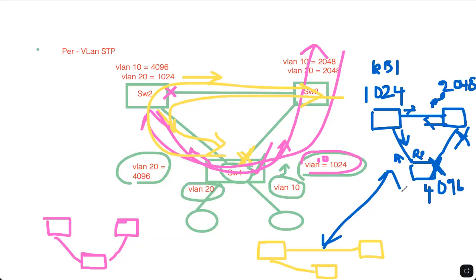Any questions? Sir, does this spanning tree allow the switch to see whether it's going through VLAN 10 or VLAN 20? Yes, you can see which VLAN is acting as the root bridge and which is not. You can see it with the show commands on the switch.